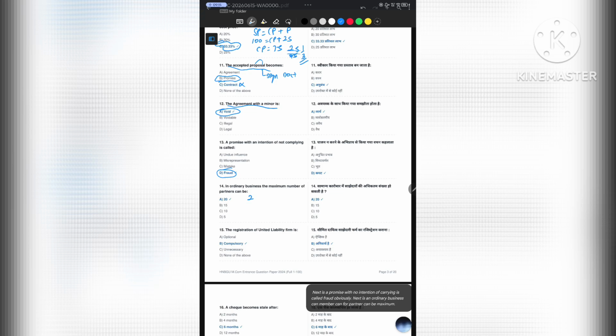Next is, in an ordinary business partnership, the number of partners can be maximum what? The minimum is 2 and the maximum is 50. So they have not updated it yet.